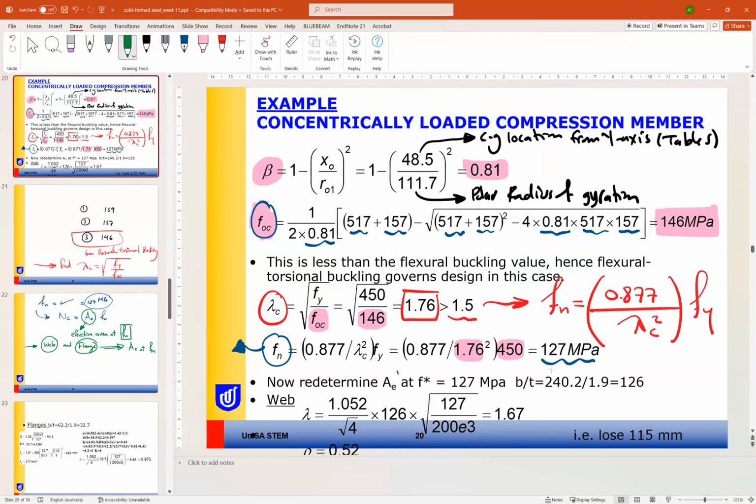So here we need to find A effective at f asterisk equal to 127 MPa, where b over t is equal to 240. So this is for the web. For the web, the height is 240.2 and the thickness of the web is 1.9. So this ratio, b over t, is 126.